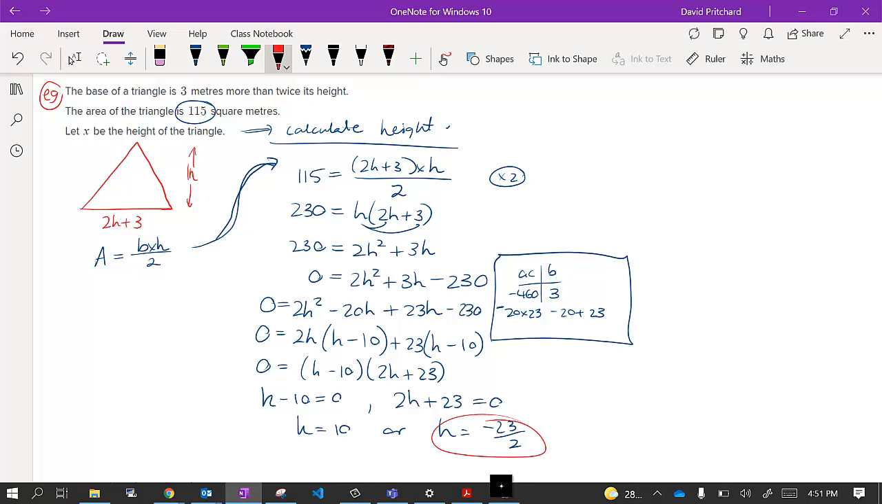Now, this being an applied scenario, we can't have a negative height. That doesn't make sense. So this is not possible. And that means we've only got one answer, and that is that our height must be 10. Okay, so a bit of fun.